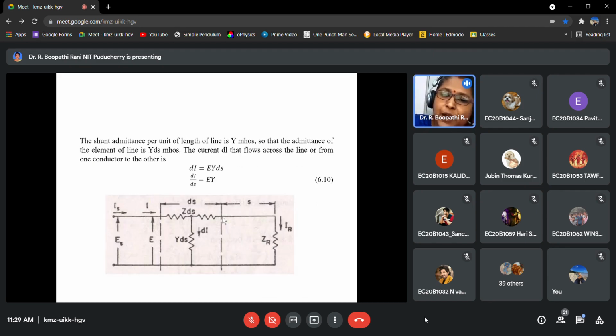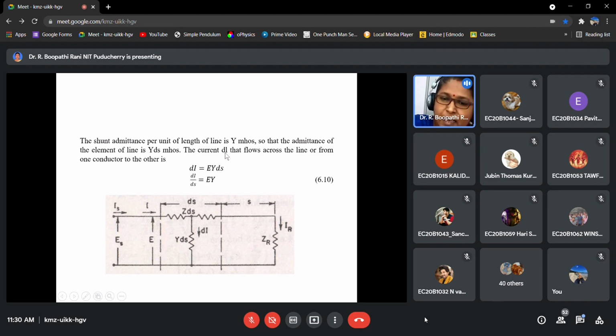Similarly, we need to write the relation for current. The shunt admittance per unit length of line is Y mhos, so the admittance of the element of the line is YDS mhos, because Y is for unit length. So for DS length, it is YDS.